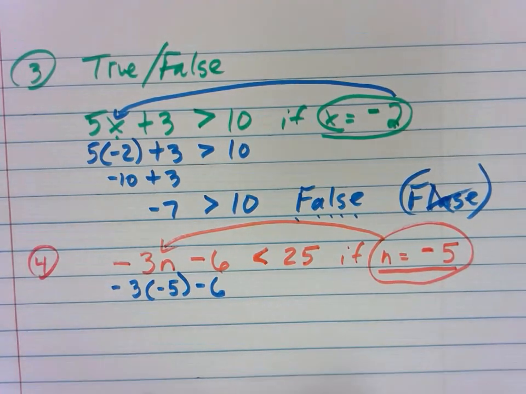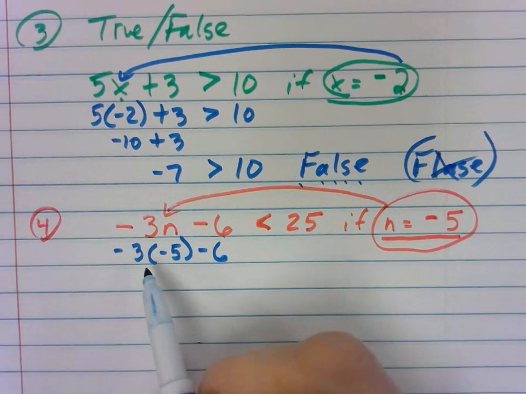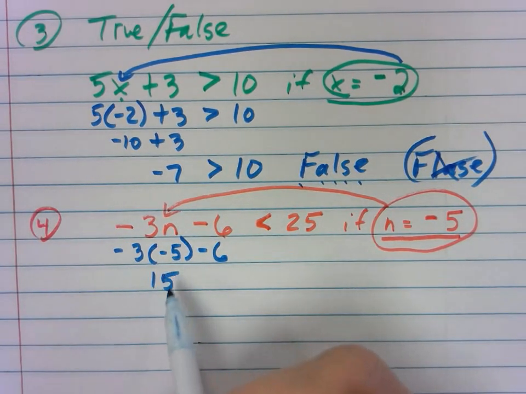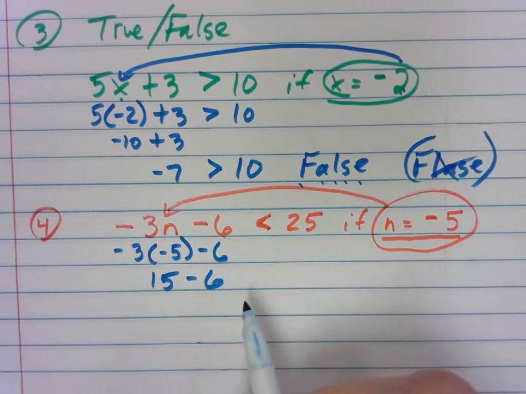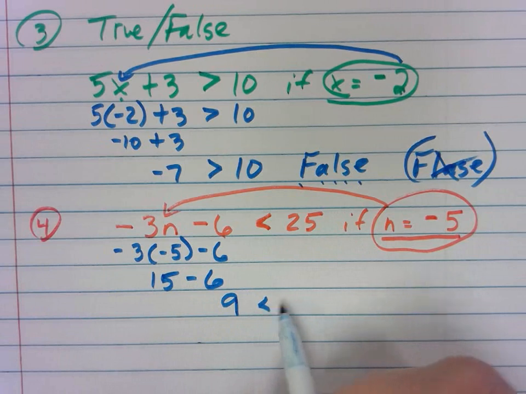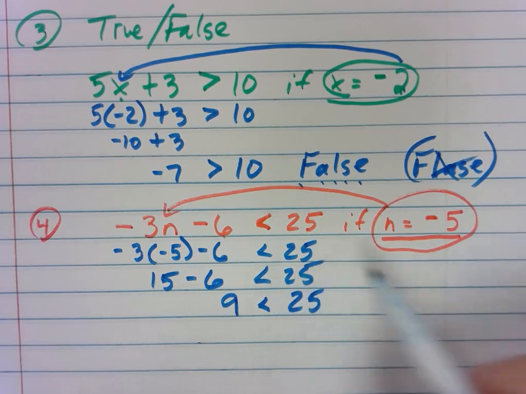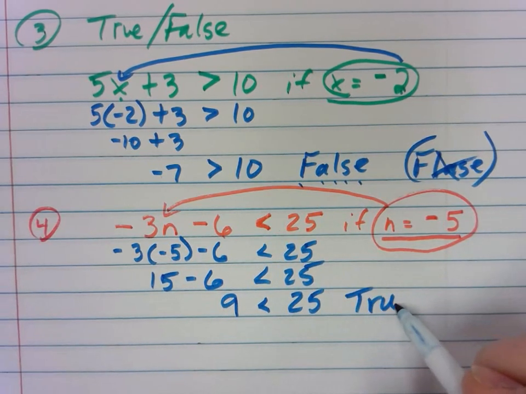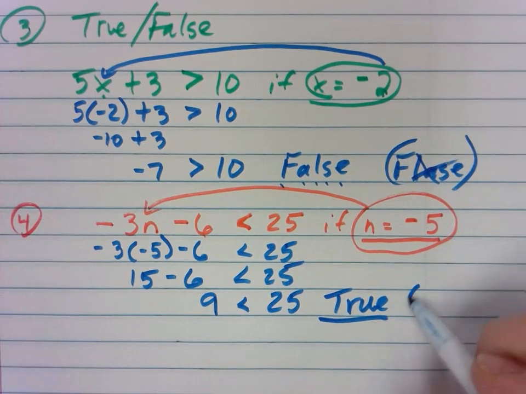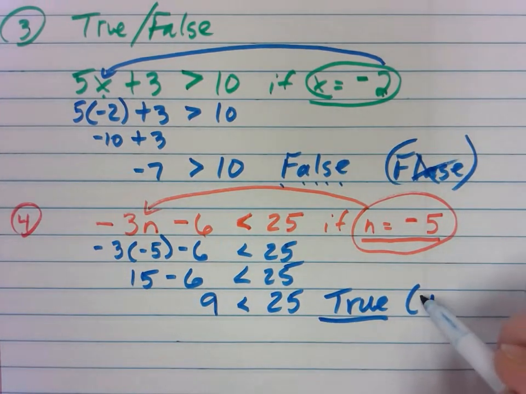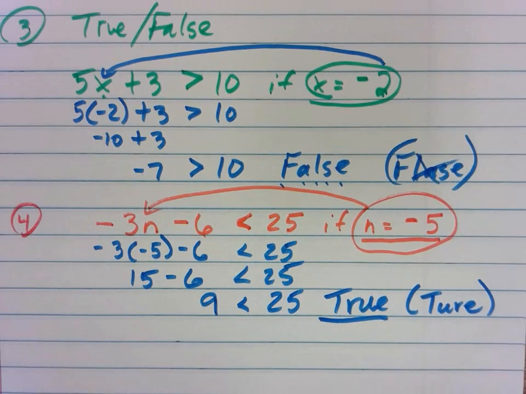All right, what is -3 times -5, my smooth friends? Well, a negative times a negative is a positive. So that's 15. What's 15 take away 6? That's 9. Is 9 less than 25? What would you say? I'd say it's true. So I'd write down true. Now again, some of those dingbats I have are going to spell it Touré. And guess what? Touré is incorrect. So don't spell it Touré. Spell it T-R-U-E. No flassies and no Tourés in this class, people. We got false and true.